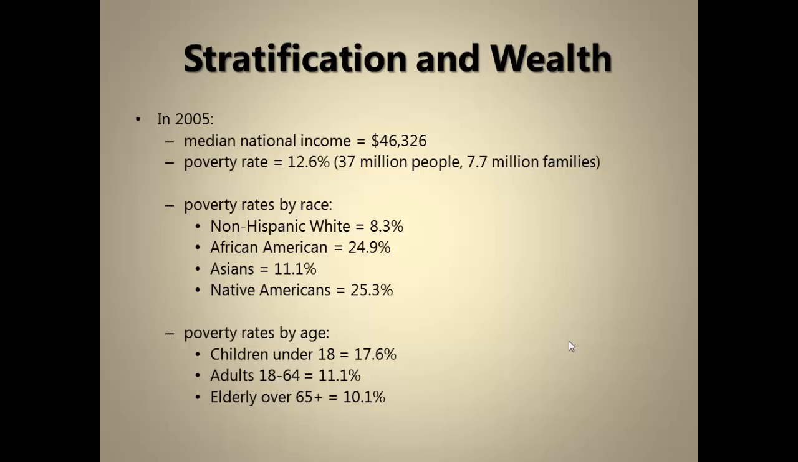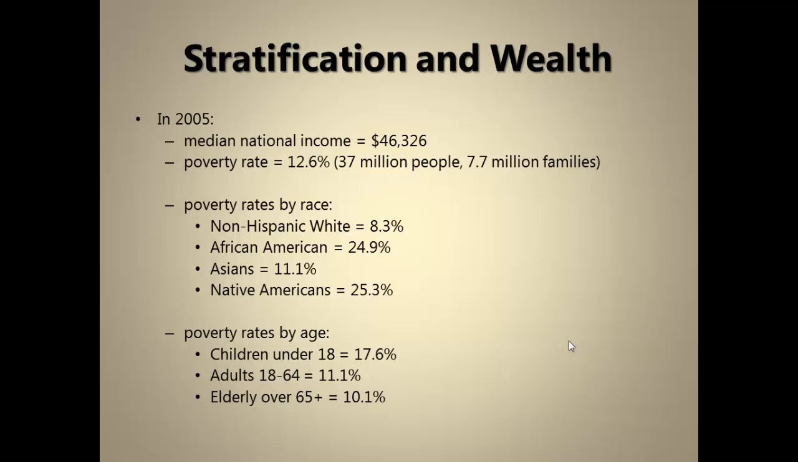$46,000. The poverty rate in 2005 was 12.6%, 37 million people. About 7.5 million families live below the poverty level. And by race, you can see how it's breaking down, that the highest percentage of those who live in poverty are African American or Native Americans, with non-Hispanic whites having the lowest level of poverty by race.